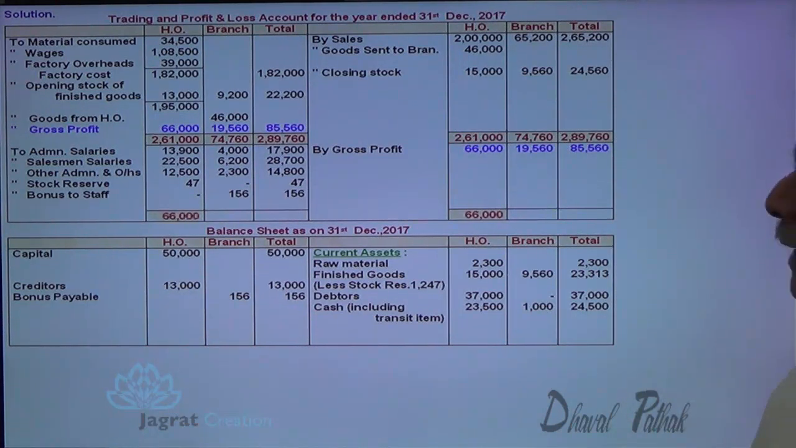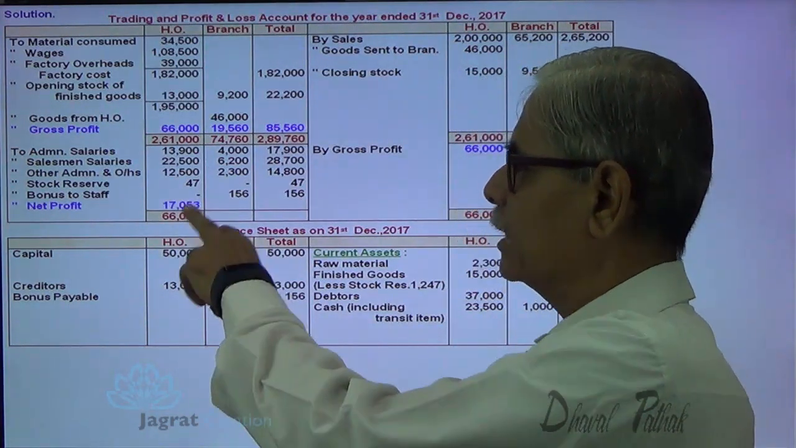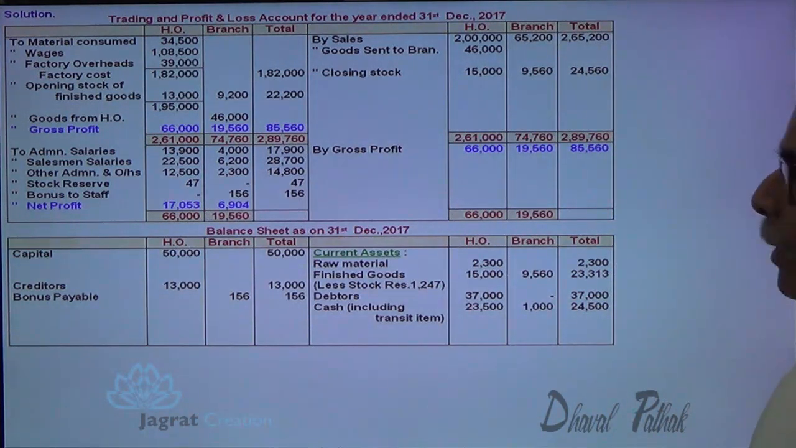Now let us find out the net profit. 66,000 minus all these expenses. This is the net profit. This net profit will be added to the capital, means liability side. This is the net profit of branch.